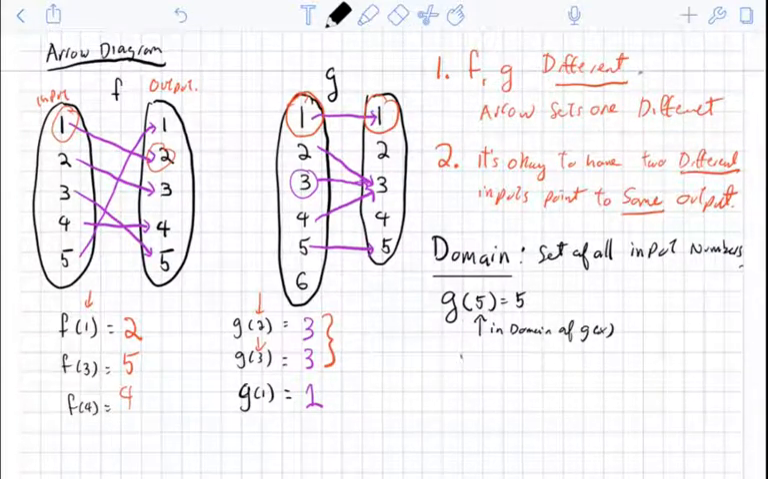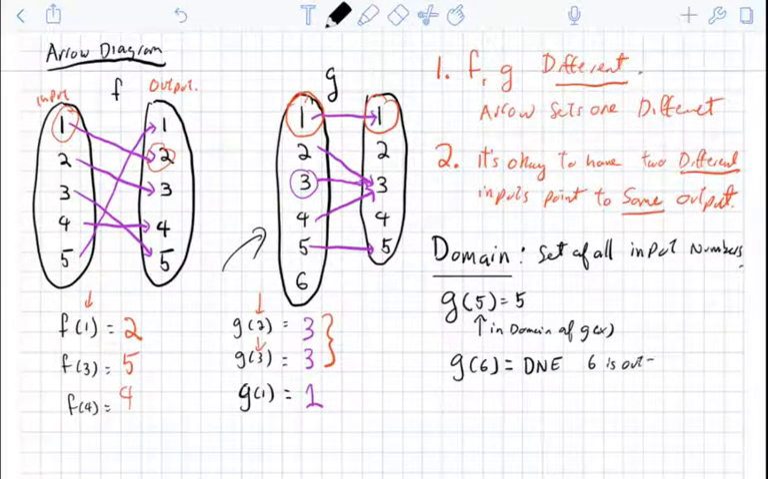So for instance, 6. 6 is listed inside of this input pickle, but it doesn't have an arrow attached to it. It doesn't go anywhere. So if you plug 6 into the function, the answer does not exist. 6 is outside the domain. What about that one? Is 7 inside the domain? It's not even listed inside of this input pickle. So as a result, we say that 7 does not exist.